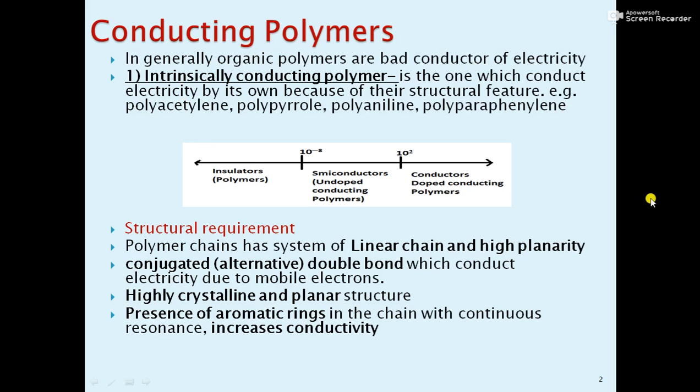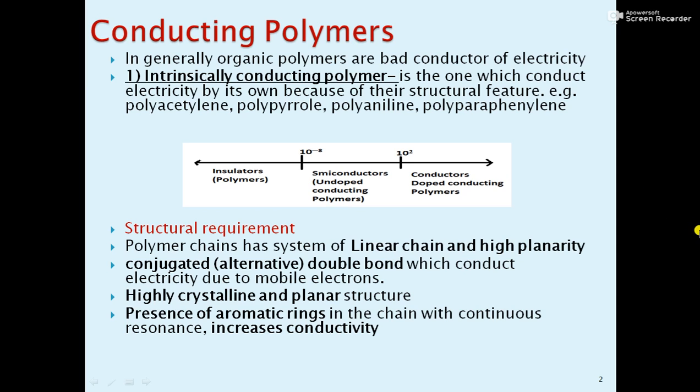Now, the conducting polymers. Most of the polymers are used for electrical insulation as they are bad conductors of electricity, since these polymers do not possess a large number of free electrons. So, they do not conduct electricity. So, that's why they are used for insulation. Conducting polymers have been synthesized within the last several years which possess conductivity comparable to the metals.